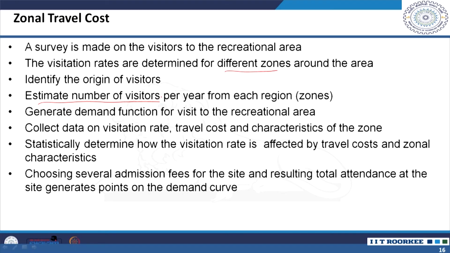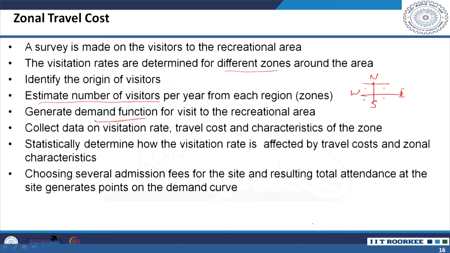So, let us say people are visiting this Corbett National Park only from the northern region of India, or southern, western or eastern regions. So, based on this region analysis, we can actually divide the origin of visitors, and we can estimate the number of visitors per year from different zones. Based on this understanding, we can also generate the demand functions.